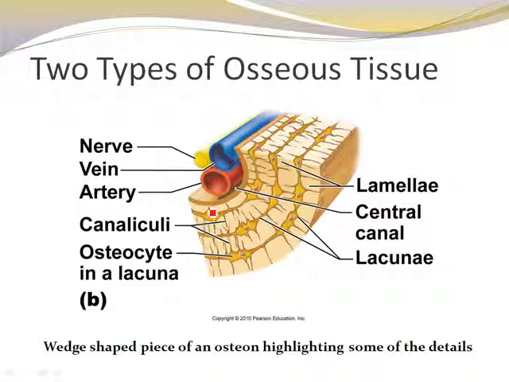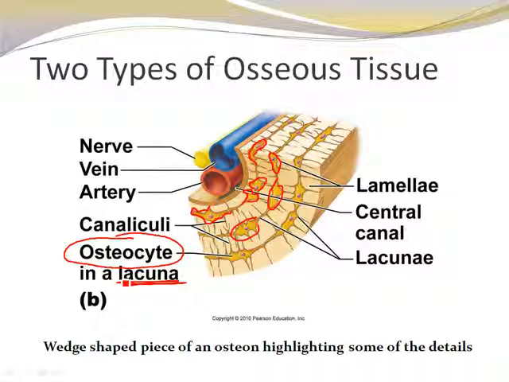So where are the cells in here? Here's one cell, here's another one over here, here's another one over here, here's another one over here. Those cells are all in one lamella, and then you move out to the next lamella, there's a cell, there's another one, there's another one. Those cells are called osteocytes, bone cells. Okay, so they're sitting there in that bony matrix, but there's a little tiny bit of space around them. That little tiny bit of space is called a lacuna.